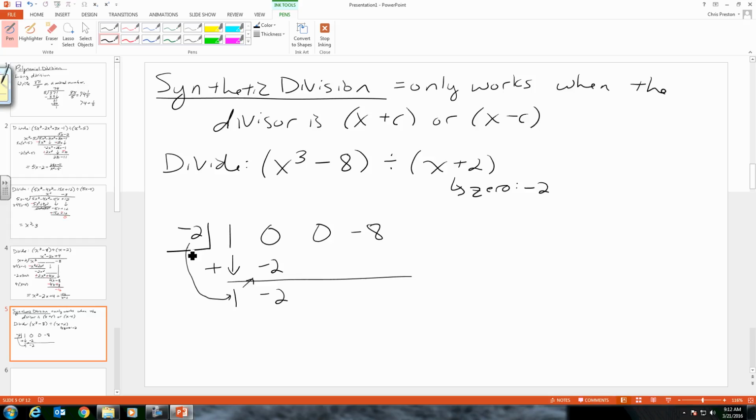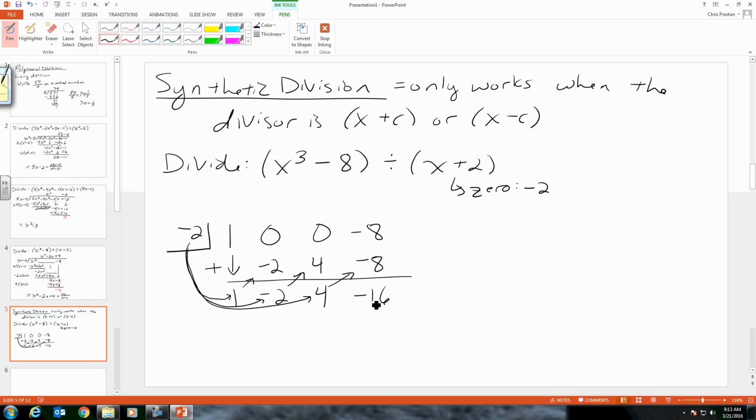And then you do that again. Take the 0 of your divisor, times that. Write it in the next spot: -2 times -2 is a +4. And add. And then take the 0 of your divisor, times that, multiply it, and it goes to the next spot. So -2 times 4 is -8. And you add, you get -16.